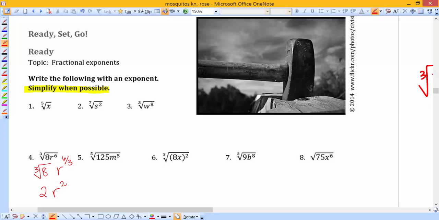So you'll use the same thing for 5. On number 3, I strongly suggest that you distribute your 2. So that way you would end with 64x squared, and then you still have the cube root of that value. And then you guys can finish from there. And then number 7, rewrite it. If you cannot cube root 9, which you can't, then write it as 9 to the 1/3. Then you would write b to the 8/3. So that's all it's asking you to do, okay?